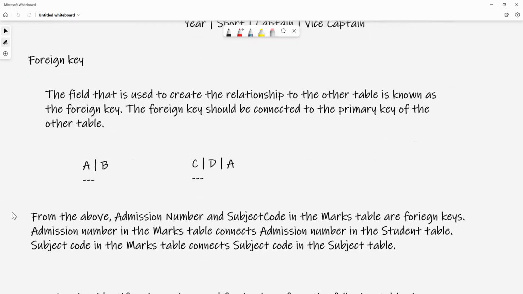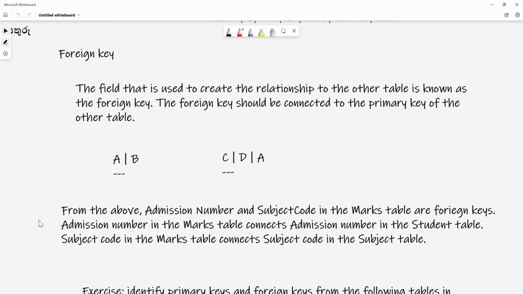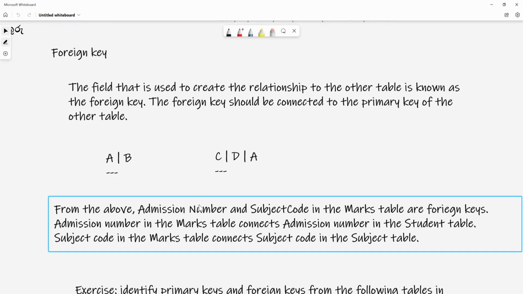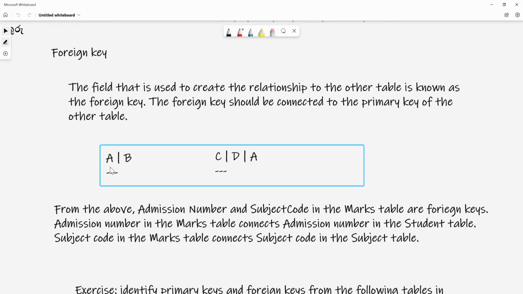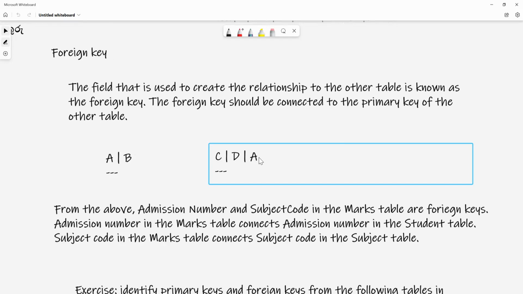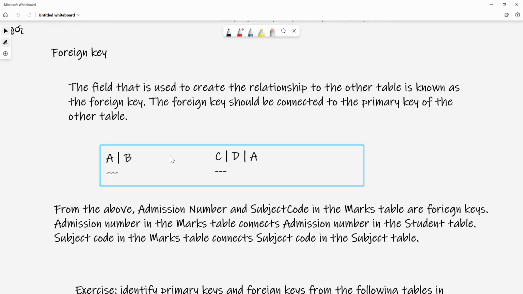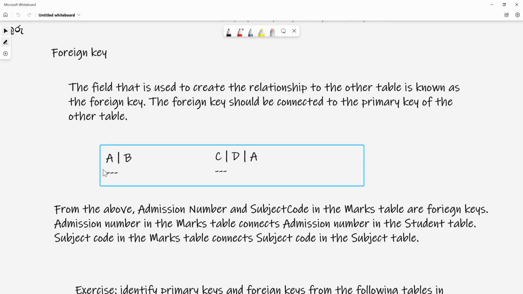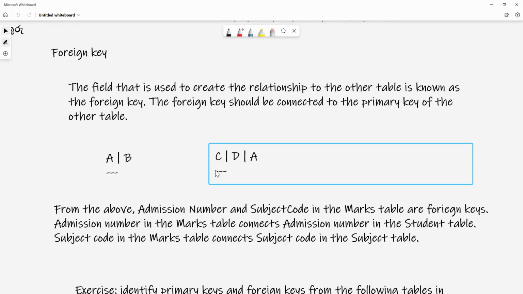Then the last time we discussed the idea of foreign keys. The definition of a foreign key: when you take two tables, let's say these are the column values, we need to have one common field which makes the connection. In these two tables, let's say we have A and B, where A is the primary key, and then we have C and D, and this is the primary key. But to make the connection, you have to have one common attribute in a column.